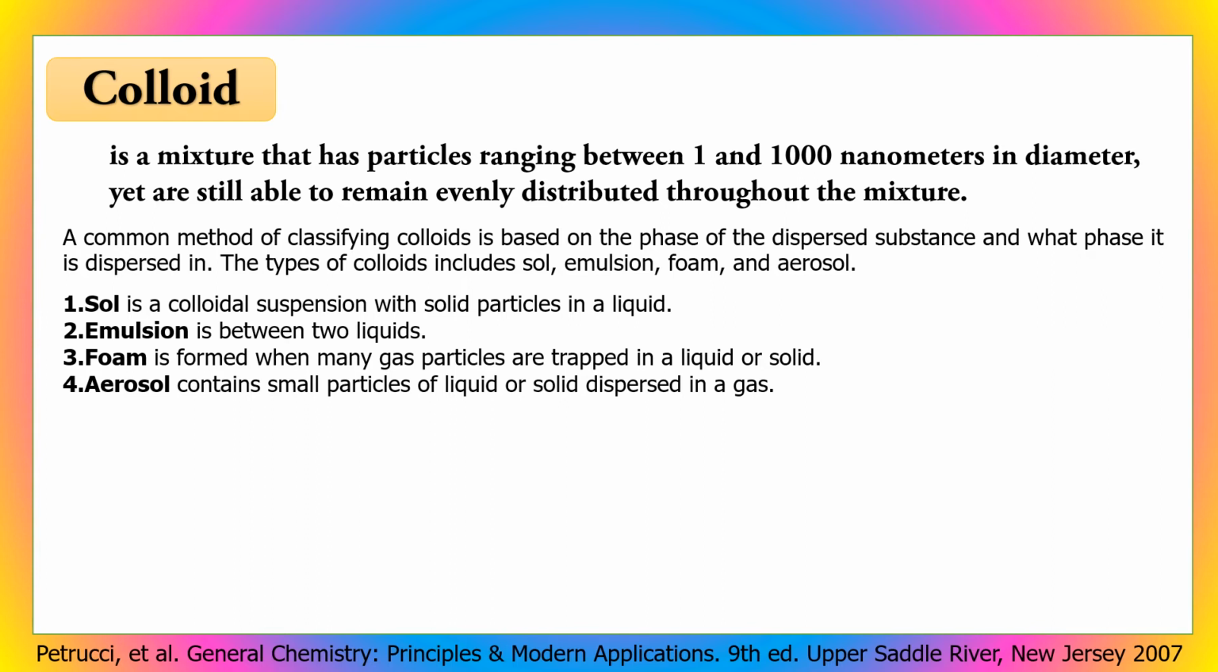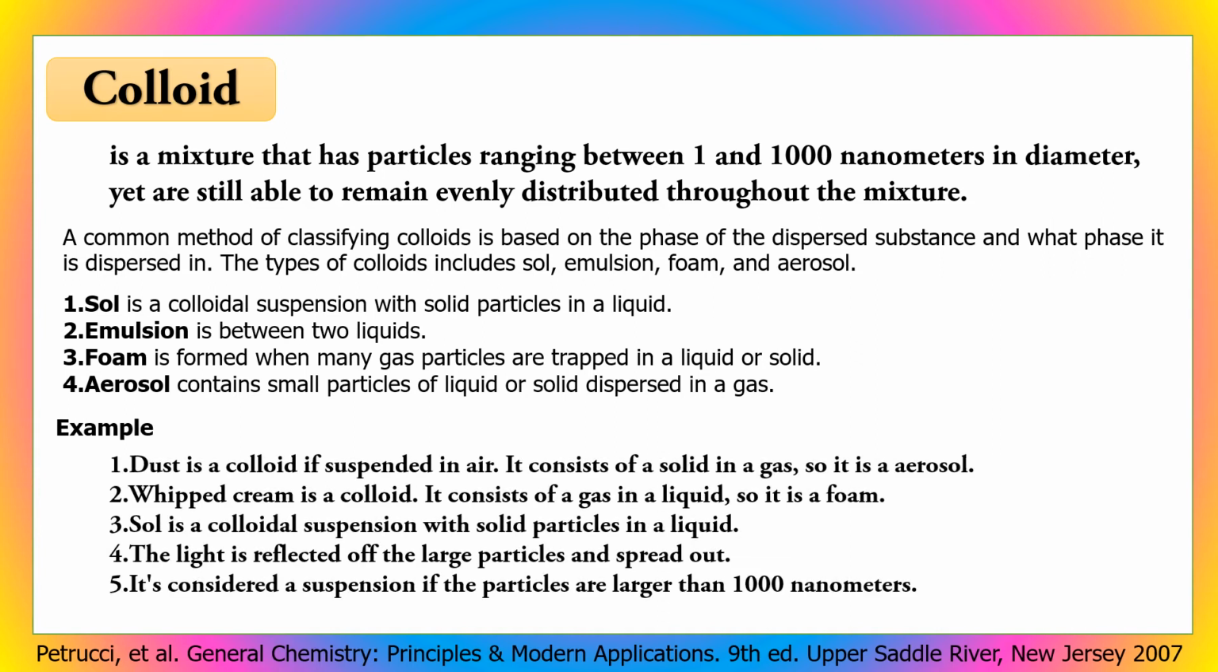Emulsion is between two liquids. The dispersed substance is liquid and it is dispersed in another liquid. Foam is formed when many gas particles are trapped in a liquid or solid. Aerosol contains small particles of liquid or solid dispersed in gas. I'm going to give you an example. Dust is a colloid if suspended in air. It consists of a solid in a gas, so it is an aerosol. So dust is an example of aerosol. Whipped cream is a colloid. It consists of a gas and a liquid, so it is a foam.